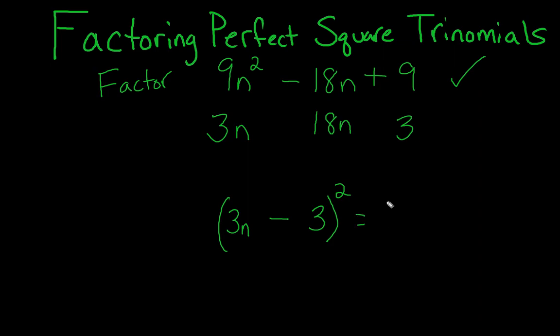And if we wrote this out as 3n minus 3 times 3n minus 3 and multiplied this back out, we would get back to our original perfect square trinomial.